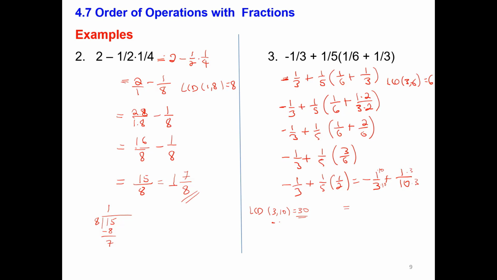Then 1 times 10 is 10. This fraction is negative. 3 times 10 is 30, plus 1 times 3 is 3, 10 times 3 is 10. Now we have a common denominator, and just keep this one, and 10 plus 3. Sorry. Then now we subtract this one with minus 7, and this is a proper fraction.